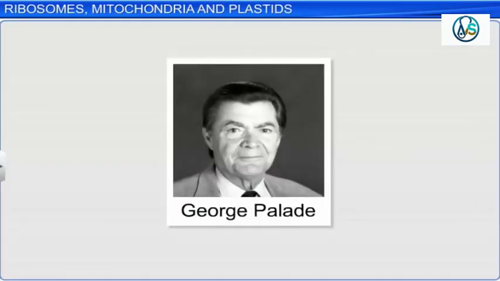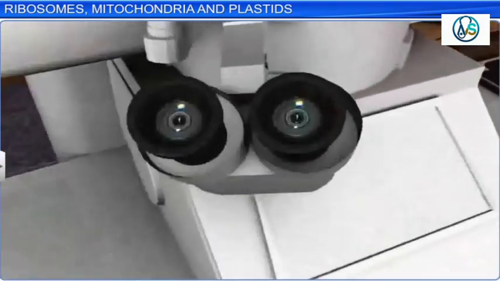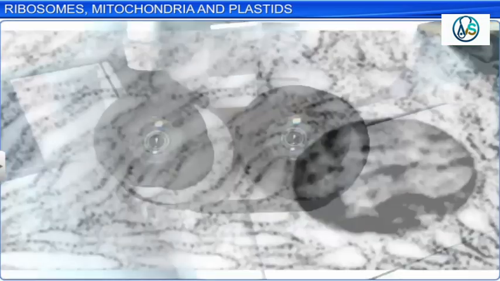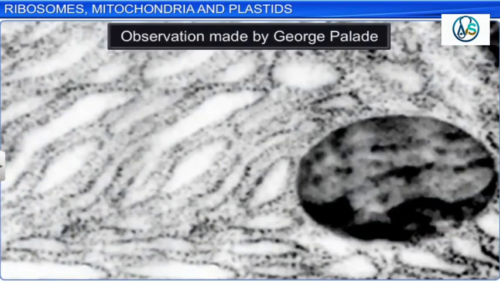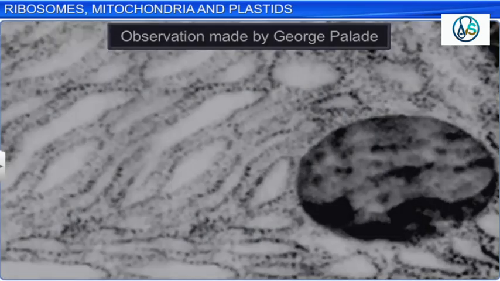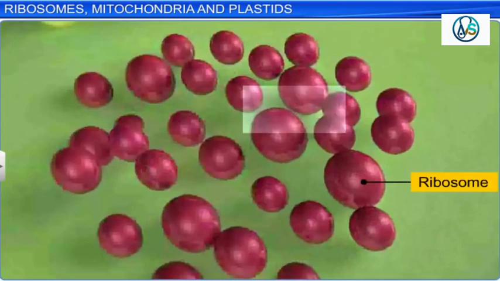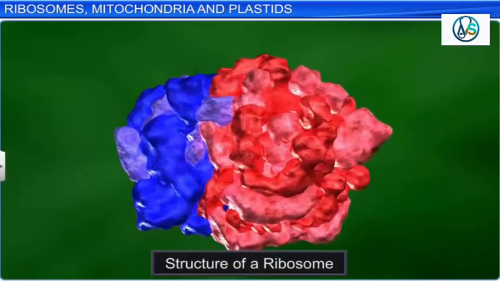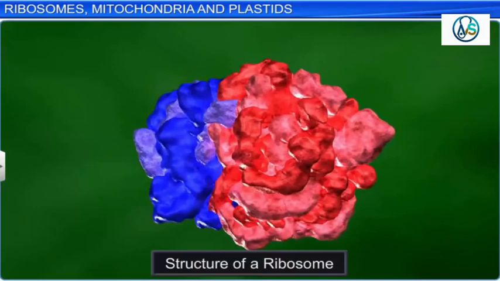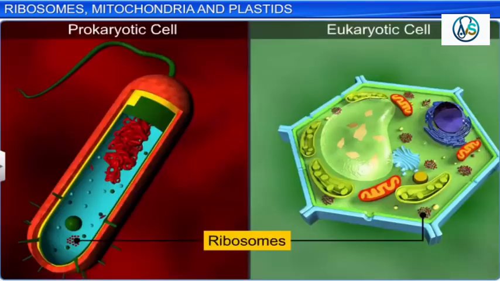In 1953, George Ballard was observing a cell under an electron microscope when he noticed a few dense particles in the cytoplasm of the cell. Today, we know these particles as ribosomes. These granular and non-membrane bound structures, composed of ribosomal RNA and proteins, are found in both prokaryotic and eukaryotic cells.